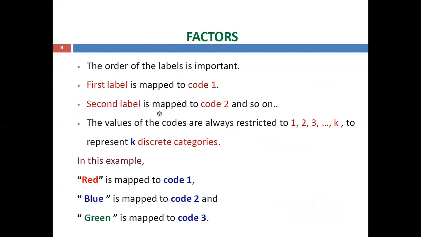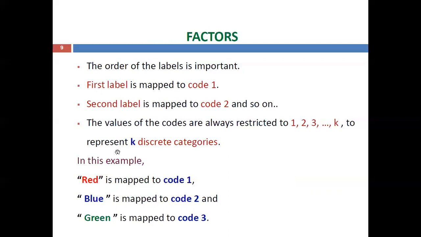Then the order of the labels is very important here. The first label is mapped to the code 1. The second label is mapped to code 2. The third label is mapped to code 3 and so on. The order you need to follow. The values of the codes are always restricted to 1, 2, 3 and so on up to k, where k represents the number of discrete categories.